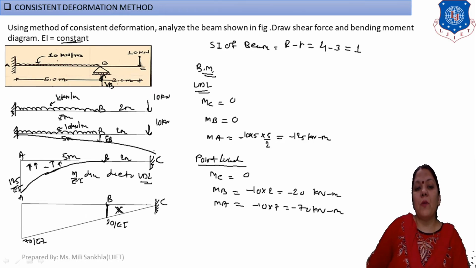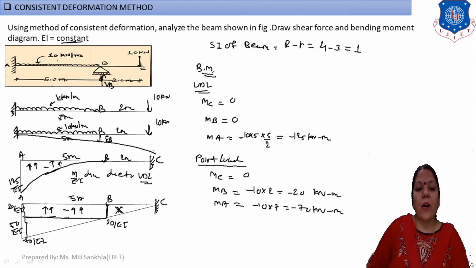B to C, because our redundant, our extra unknown force, is given here. Now this forms a trapezium. To find the area into CG, I convert this trapezium into a rectangle and a triangle. If this is 20 by EI, then this is also 20 by EI, and this one is 50 by EI. And this diagram is again minus, representing all forces in the up direction.